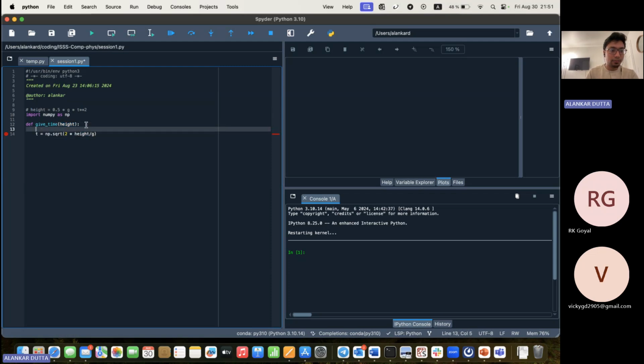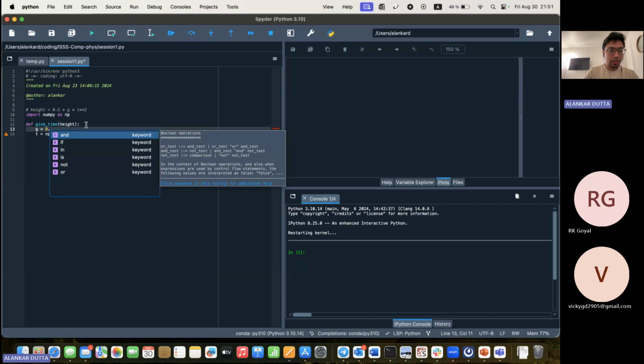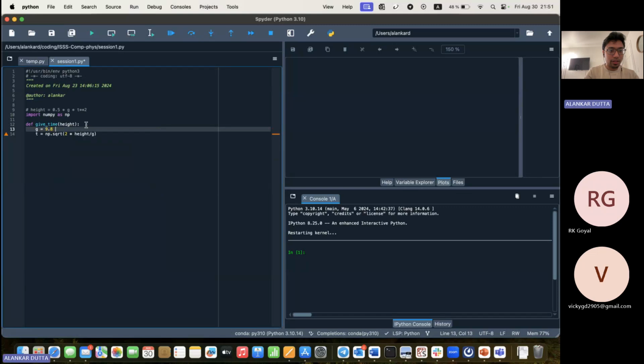So g is nothing but the acceleration due to gravity. Generally for Earth, the acceleration due to gravity is 9.8 meters per second square. That's just for having the units. And this height basically should also be in meters. So one would give a height in meters.